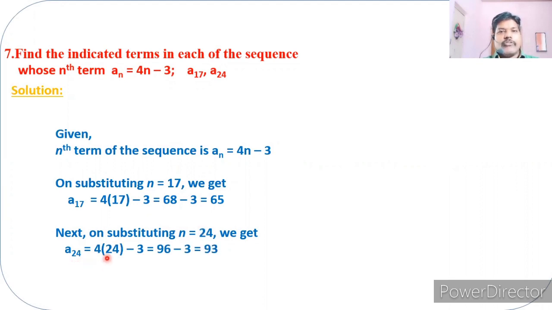A24 is equal to 4 into 24 minus 3. So 4 into 24 is nothing but 96, minus 3. So that value is nothing but 93. So all of you understand, students, here they are giving the nth term and asking you to calculate the indicated terms. Similar question, the 8th question. See question number 8.